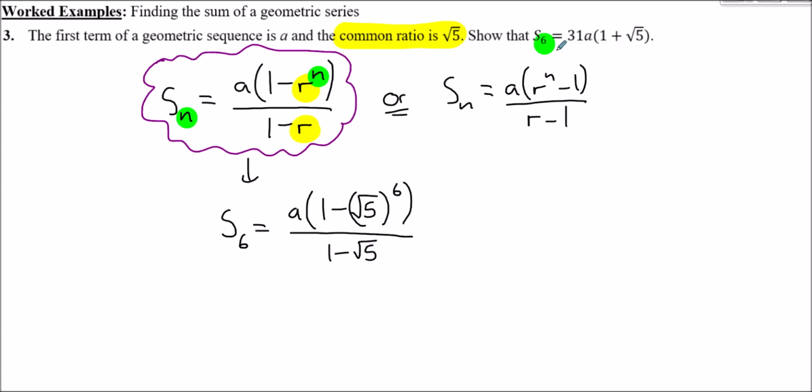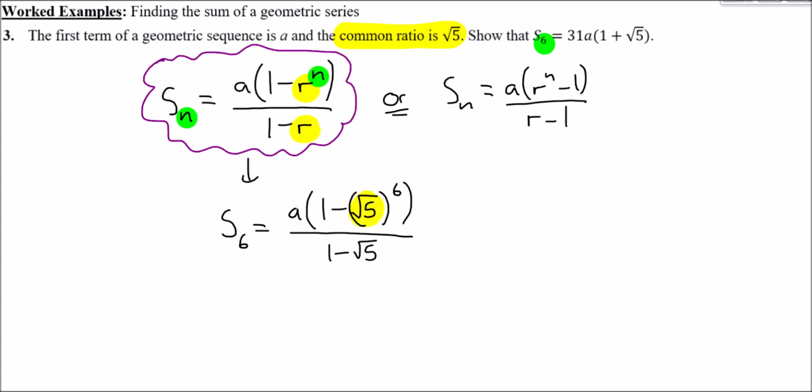Now, because this is a show that type of question, I'm going to show every single step to make it perfectly clear. I think it'd be very dodgy to just type this into the calculator and just write the next line equals this, so I've proven it. Let's just show it very clearly, step by step.